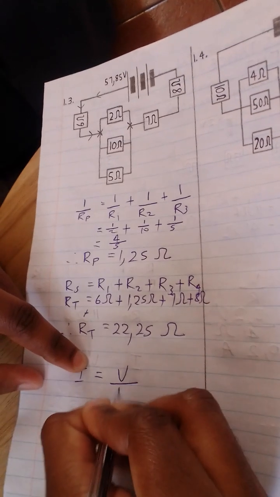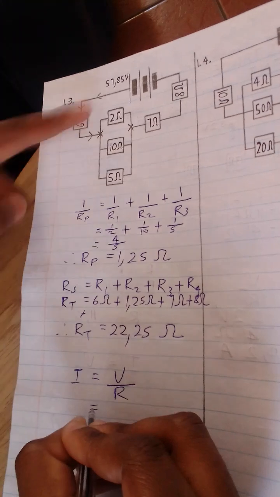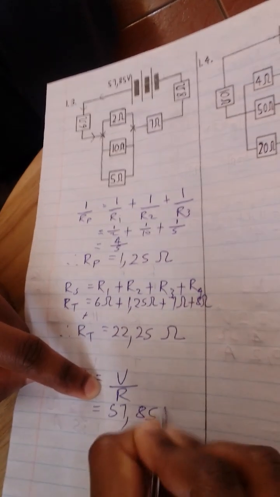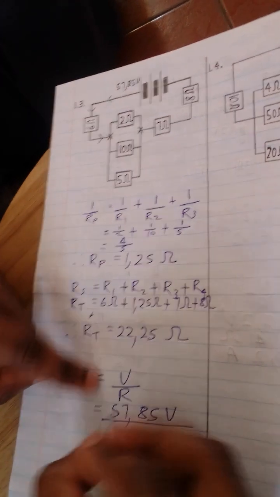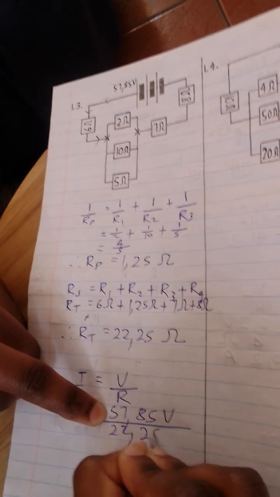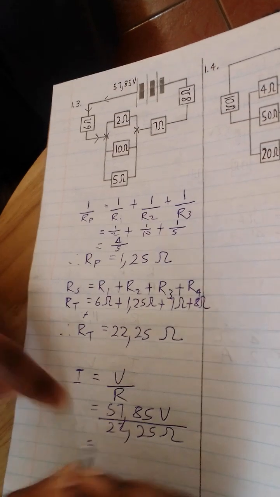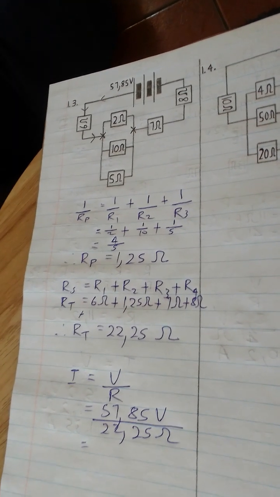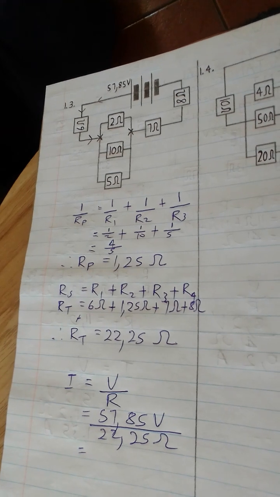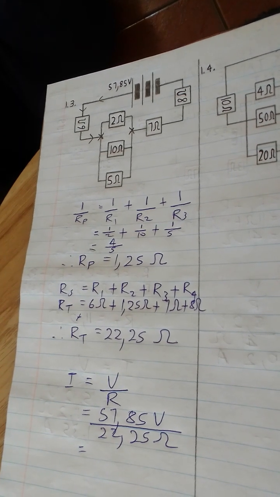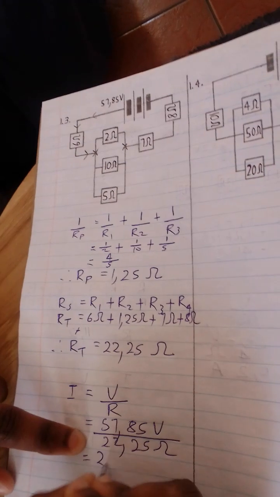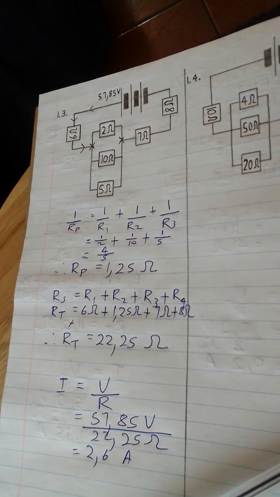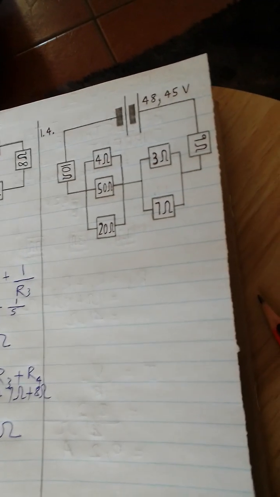I is V over R. V is the EMF, 57.85. R is 22.25. I get 2.6 amperes. Okay. Oh no. Sorry.